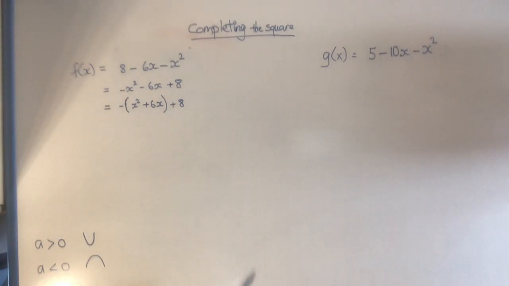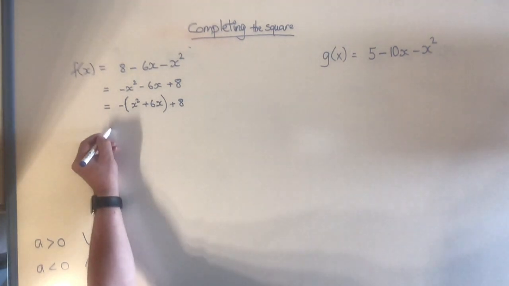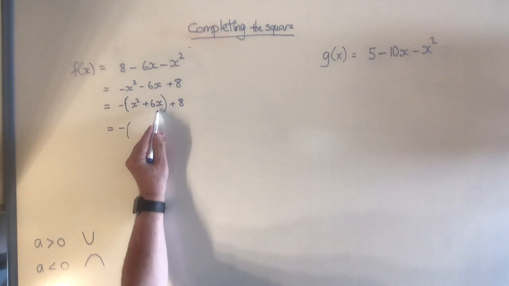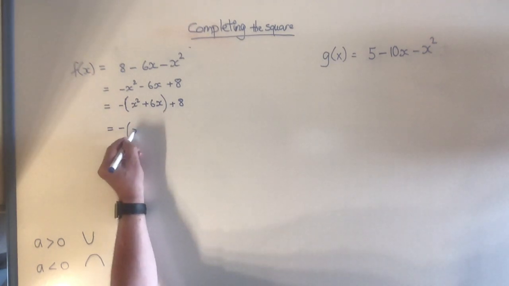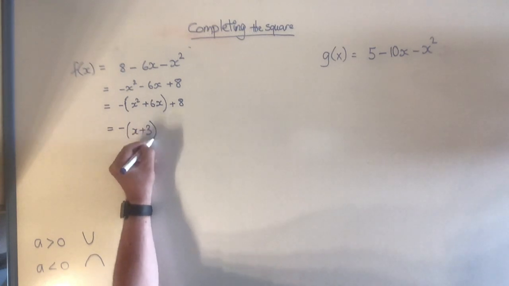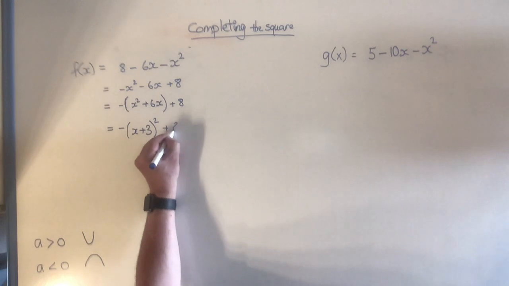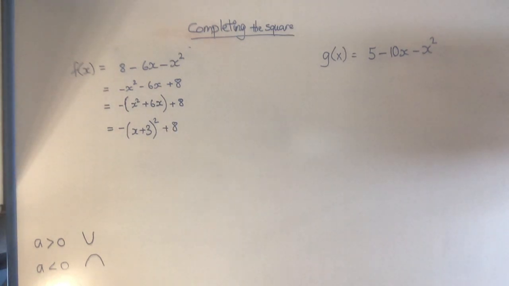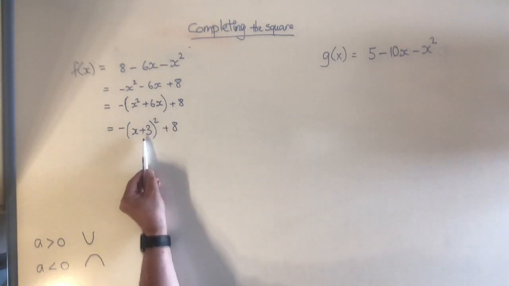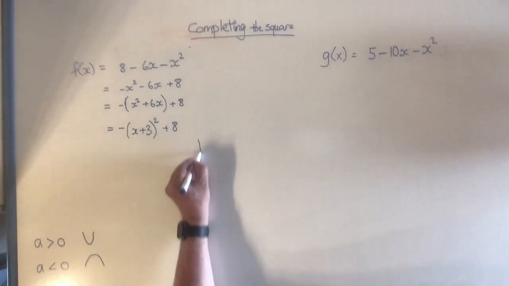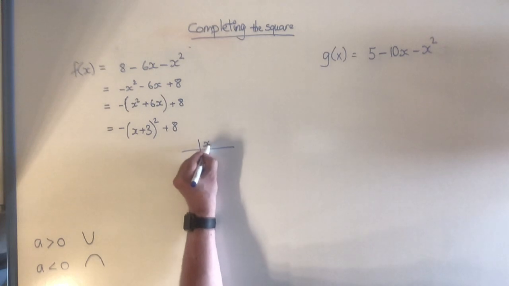From here, it's just what we've been doing. So equals, we'll look at the second term and we half it, so that's going to be x plus 3. We square it, and we've got a plus 8 here. So we're getting there. Let's multiply out the bracket. We'll forget about the negative sign just now, we'll just multiply out the bracket. So here's my grid.